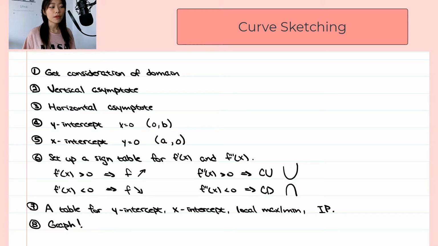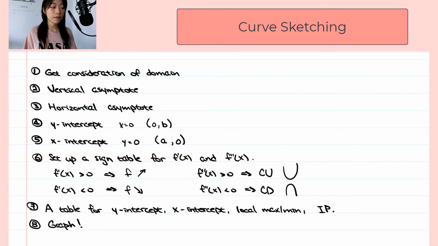So the second step is to find the vertical asymptote. So we'll take the left-sided and right-sided limits around the asymptote to find whether the function will go to positive or negative infinity. And the third step is to find the horizontal asymptote. So we take the limit as x approaches infinity and as x approaches negative infinity. And that will tell us whether the function will approach a number at the infinities.